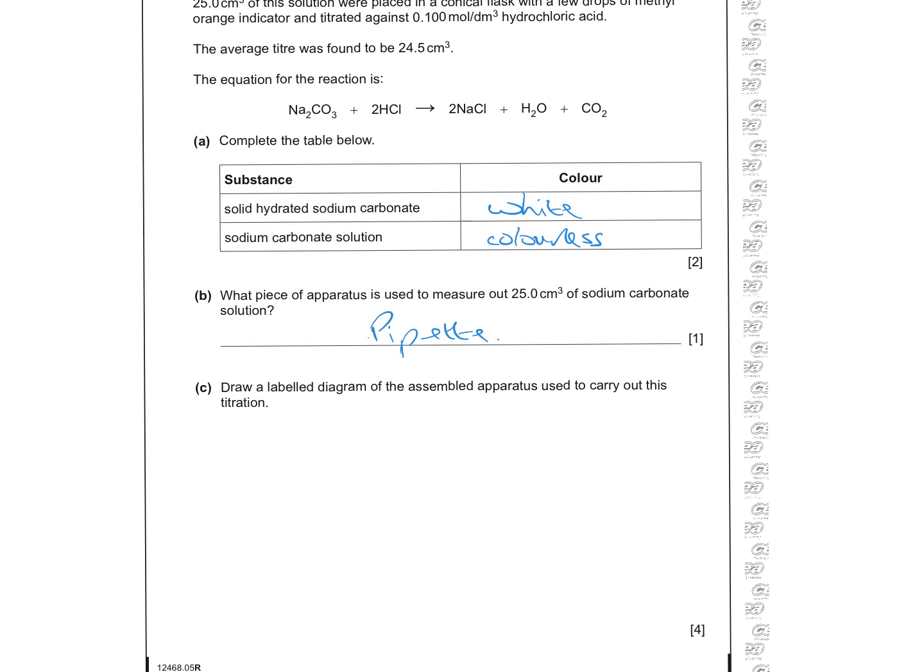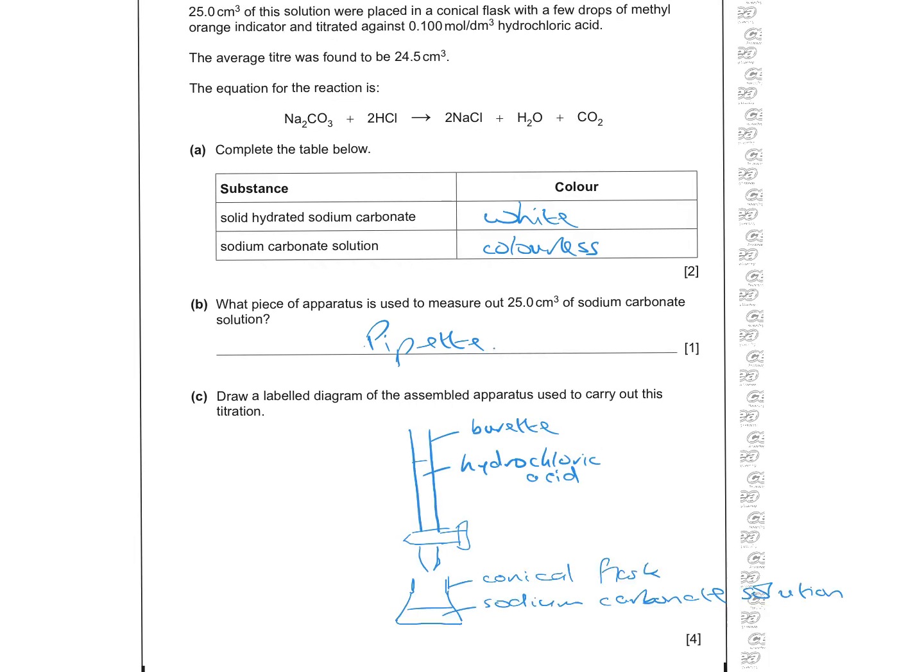So there's the burette with the acid in it. Make sure that everything is labelled. And underneath that, I'm going to have the conical flask. Again, I've just shown that the sodium carbonate solution is in there. You could have this on a white tile as well. And don't forget that in the solution, you also have your indicator, which in this case is methyl orange.